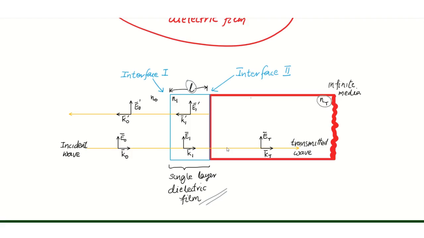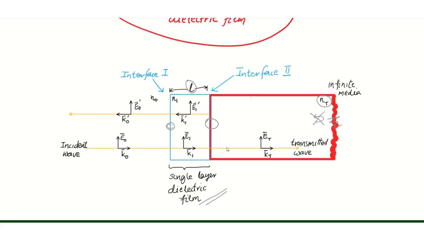By this curly curve here, I mean that this is infinitely long. It's very long. We don't consider any reflectance here. We consider only reflections from this surface and this surface.